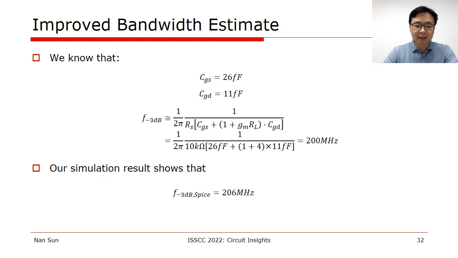So using the known data, we can recalculate that the 3 dB bandwidth is now 200 megahertz, using the CGS of 26 femtofarad and CGD of 11 femtofarad that we can get from simulation or calculation. And we can see that this matches pretty well with our simulation result, which is 206 megahertz. This shows that the Miller approximation is actually quite accurate, and also that by including the extrinsic capacitance model, we can now estimate bandwidth accurately.